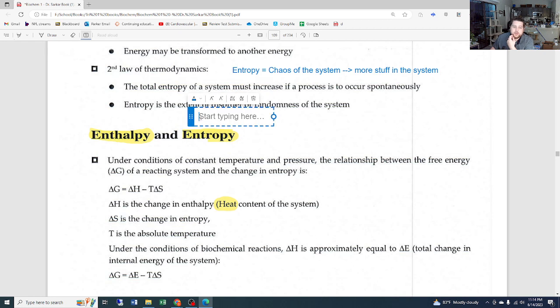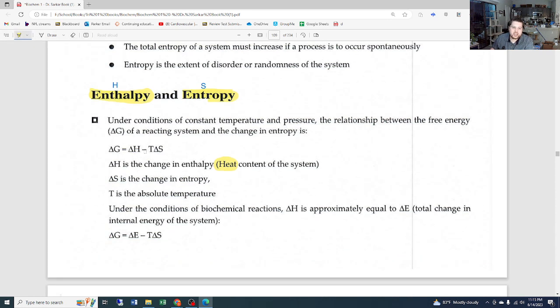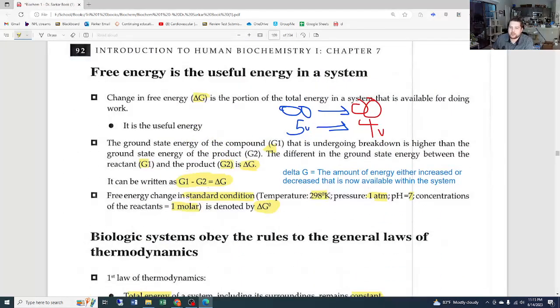Okay, so entropy is represented as an S, and enthalpy is represented as an H. And I would highly recommend, as we get more and more equations, write these out and write out what each of those things are. So delta H equals change in enthalpy. Enthalpy is the heat content of the system. Okay. So delta G equals delta H minus T delta S. Where T is the absolute temperature. That absolute temperature we learned was 298 degrees Kelvin.